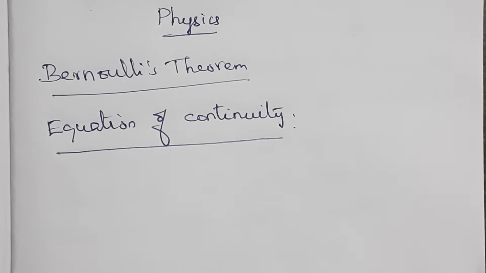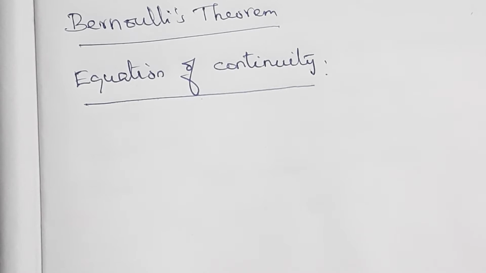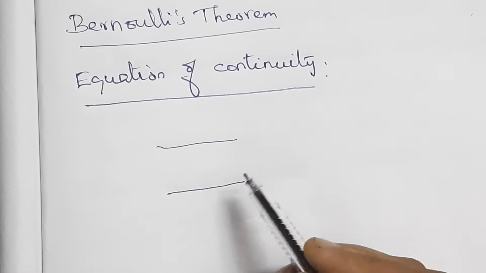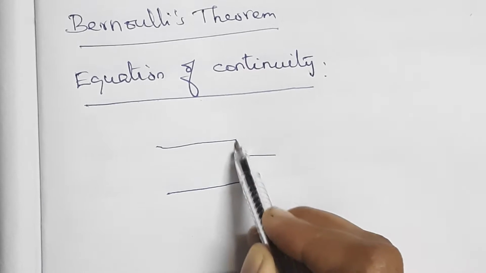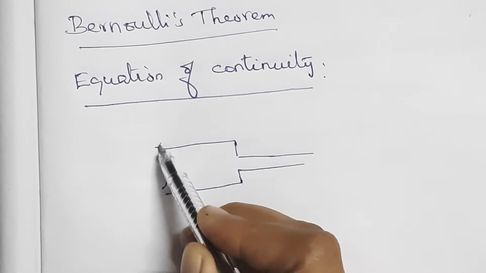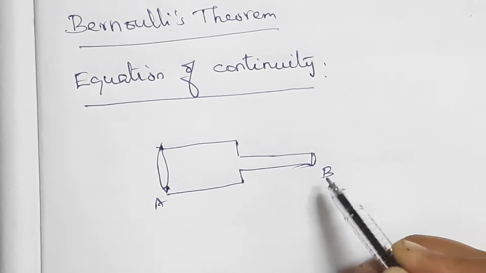Okay, we should consider steady flow. Incompressible liquid flows steadily. So consider a pipe AB. So this is pipe A and this is pipe B.